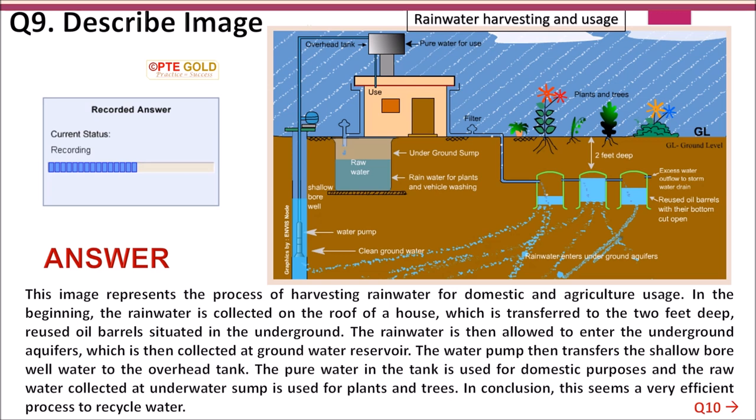The water pump then transfers the shallow borewell water to the overhead tank. The pure water in the tank is used for domestic purposes and the raw water collected at the underwater sump is used for plants and trees. In conclusion, this seems a very efficient process to recycle water.